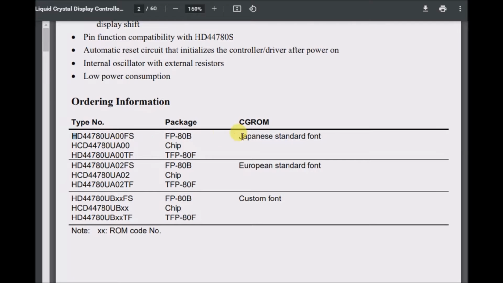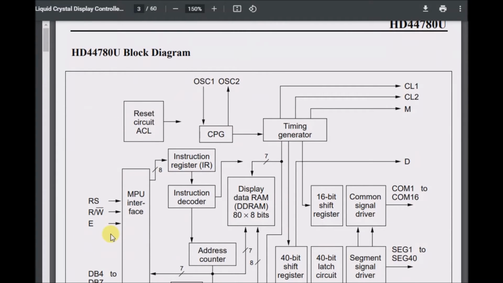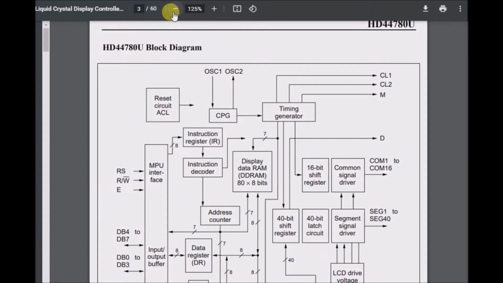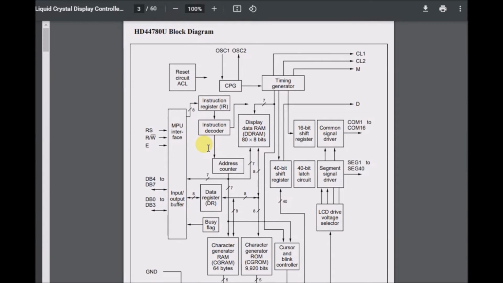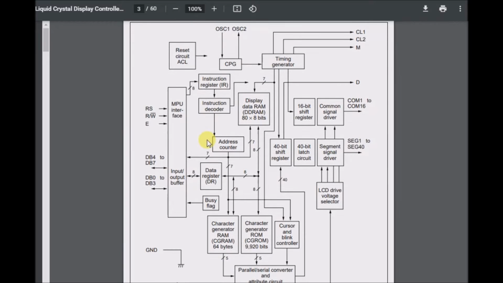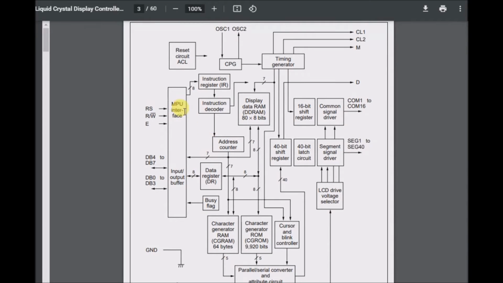No, I won't read them. CG-ROM: Japanese standard format, European standard format, custom font. And here is a block diagram. I can zoom out to 100%. Okay, is it worth reading all of this?